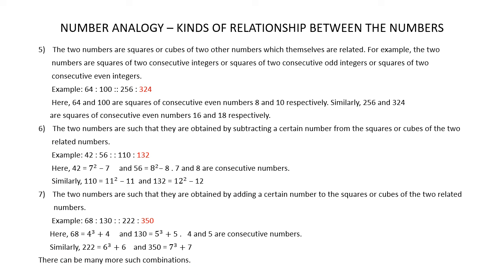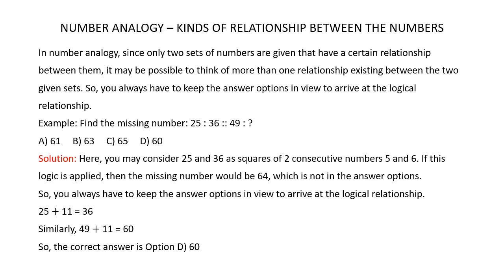So always, to find the fourth term, first find the relationship between the first two terms. Then use the same relationship such that the relationship between the third and fourth term will be similar to the relationship between the first and second term. In number analogy, since only two sets of numbers are given that have a certain relationship between them, it may be possible to think of more than one relationship existing between the two given sets. So you always have to keep the answer options in view to arrive at the logical relationship.